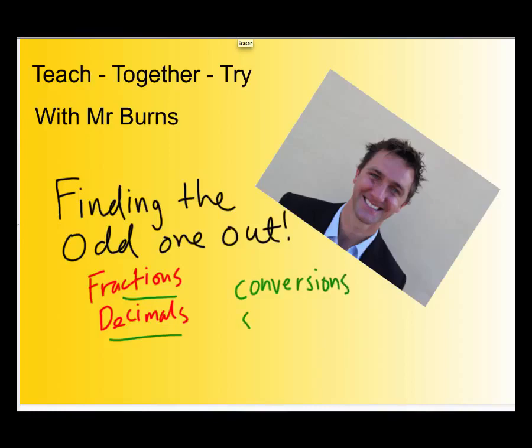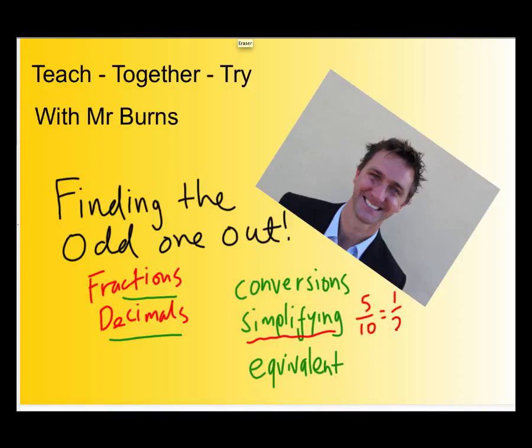We're going to need to do some simplifying, which is breaking down, usually a fraction, to its simplest form, to its smallest number. And we're going to see what's equivalent as well, which is basically a big word for equal, so which fractions and which decimals equal each other. When I say simplifying, I mean when we break down a fraction like 5 over 10 into a half. That just means the numbers are smaller, but the value is exactly the same.